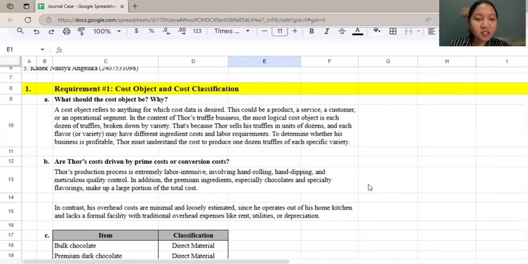And are Thor's costs driven by prime cost or conversion cost? Actually, Thor's production process is extremely labor-intensive, involving hand rolling, hand zipping, and meticulous quality control. In addition, the premium ingredients, especially chocolates and special flavoring, make up a large portion of the total cost. In contrast, his overhead costs are minimal and loosely estimated, since he operates out of his home kitchen and lacks a formal facility, with traditional overhead expenses like rent, utilities, or depreciation.